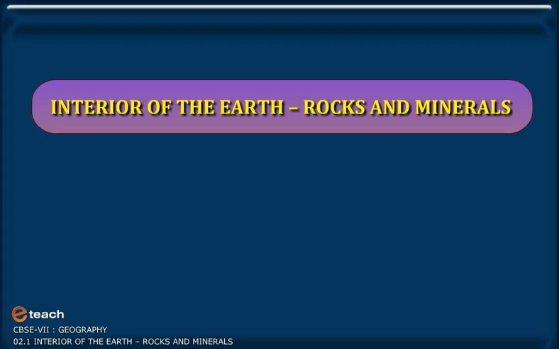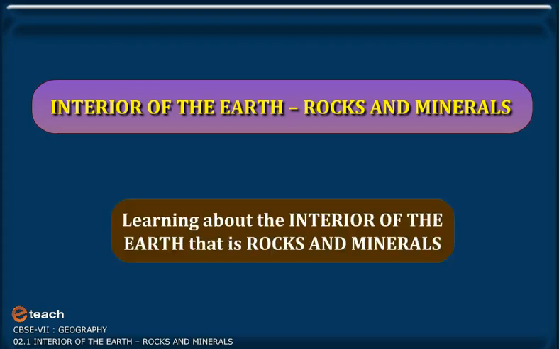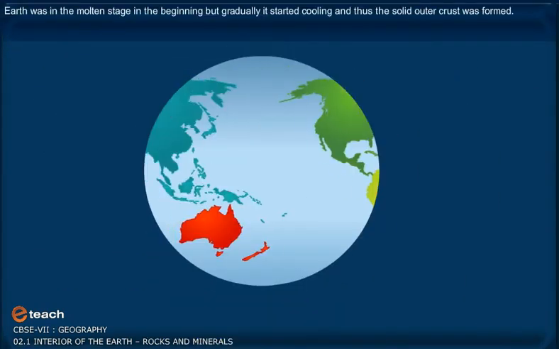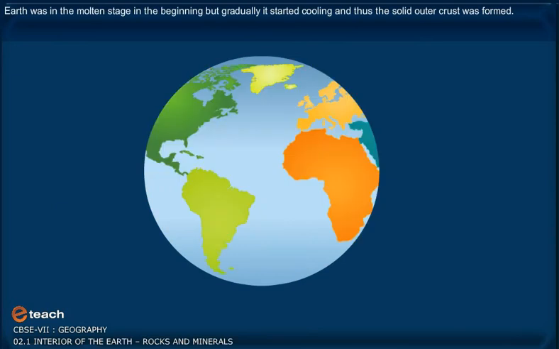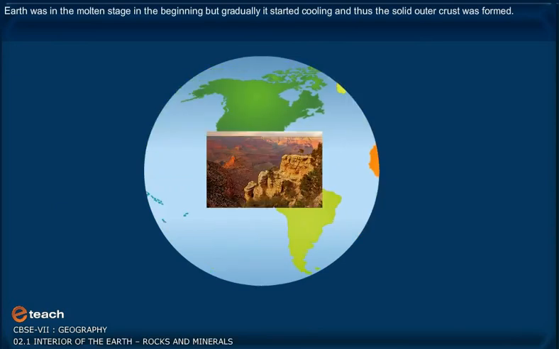Of the earth, rocks and minerals. Learning objective: learning about the interior of the earth, that is, rocks and minerals. Earth was in the molten stage in the beginning, but gradually it started cooling and thus the solid outer crust was formed.